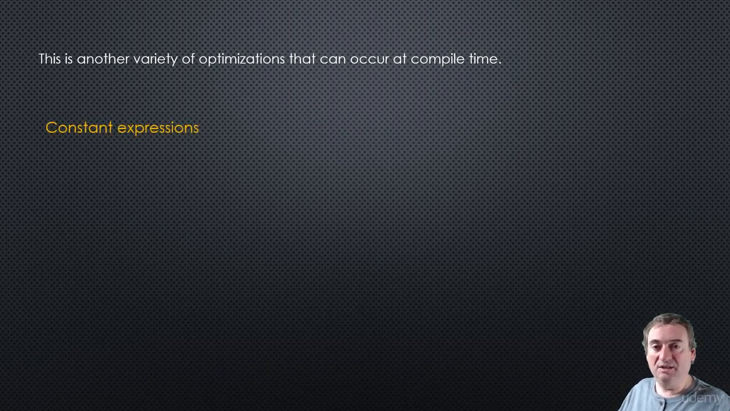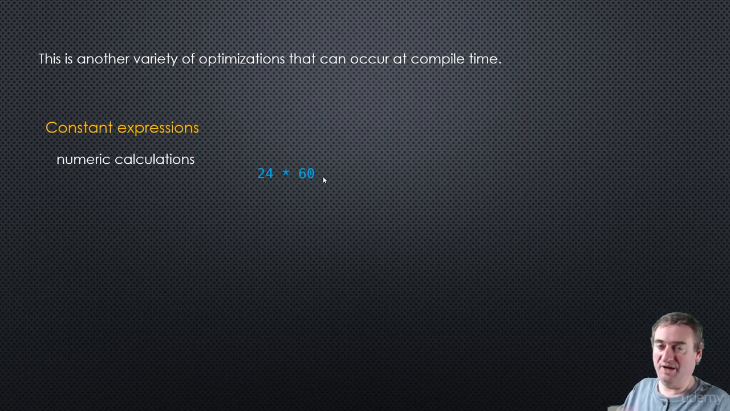For example, constant expressions. What I mean by that is, let's say you have a piece of code that assigns this value to a variable, a equals 24 times 60. Now, if that line of code gets executed many times during the lifetime of your program, it's going to have to calculate 24 times 60 again and again and again. So you might think as a developer, well, heck, I'm just going to put the value 1440 in there.